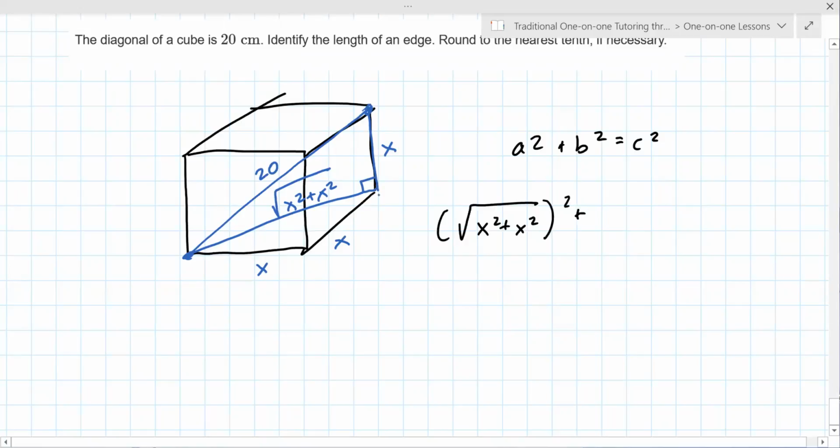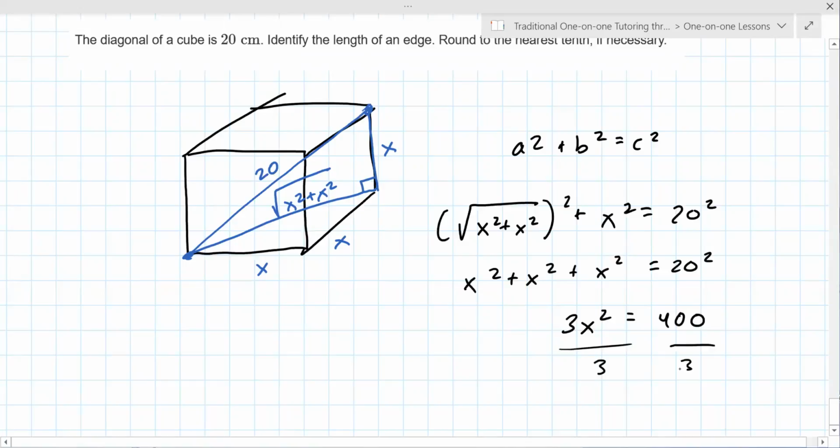So that b cancels out. It does cancel out. Your b is X squared and your c is 20 squared. So it ends up being X squared plus X squared plus X squared equals 20 squared, or 400. So 3x squared equals 400. So divide by 3 and then take a square root of both sides.